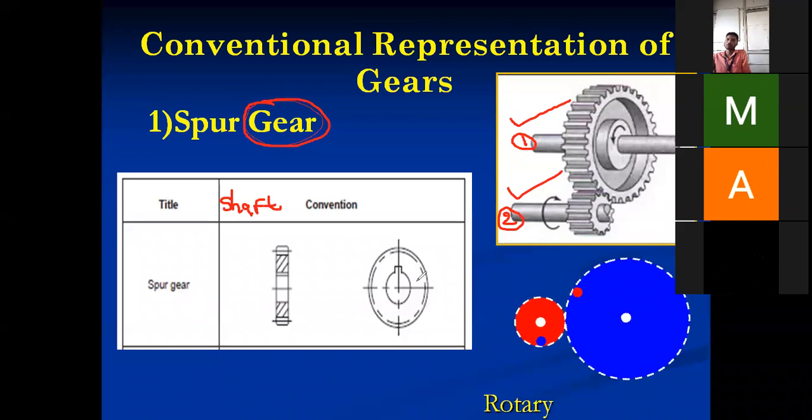rotary element, which rotates, that's why we are calling it a shaft. If it is stationary, we would simply call it a rod. But as it is a rotary element which is used to transmit power, that's why it is called a shaft.